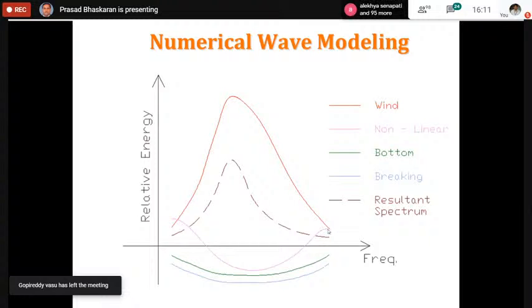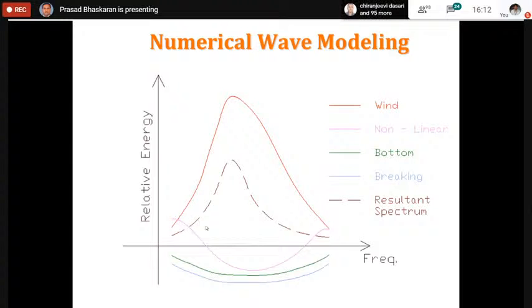On the low frequency side, the nonlinear wave interaction is contributing to the energy development. But when you come towards the higher frequency side, the nonlinear wave interaction is trying to take away the energy from the wave spectrum. And when you come to the extremely low frequency side, it is again adding the energy. So this is the role of nonlinear wave-to-wave interaction.